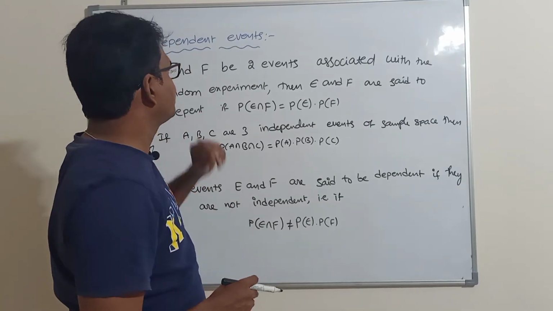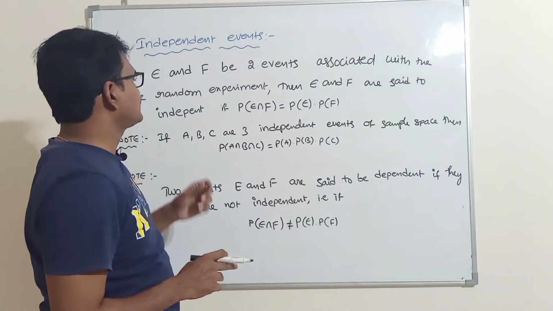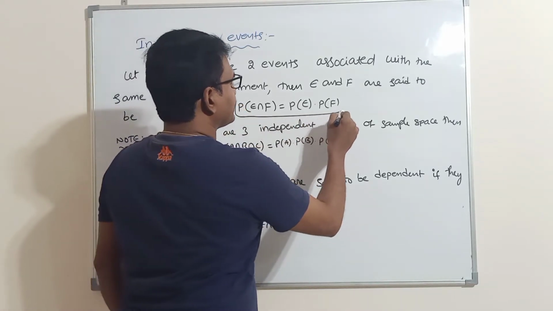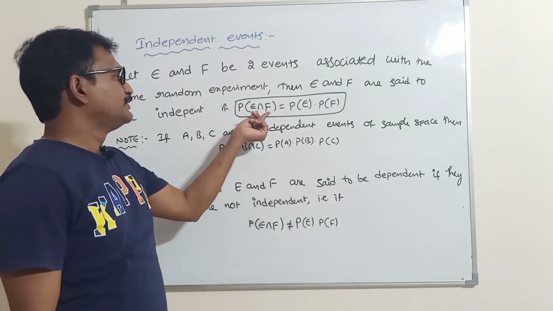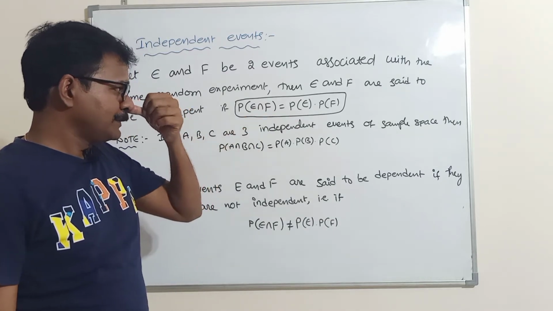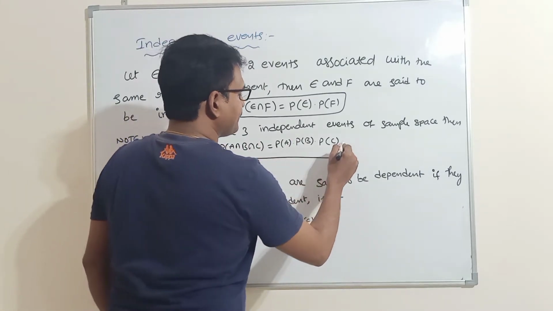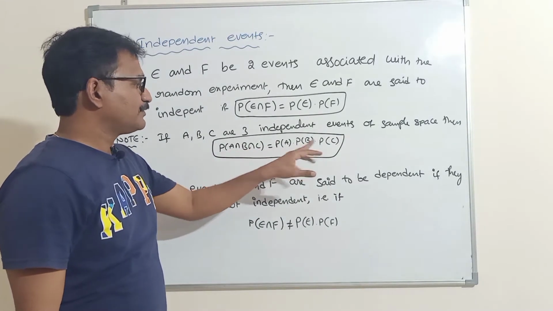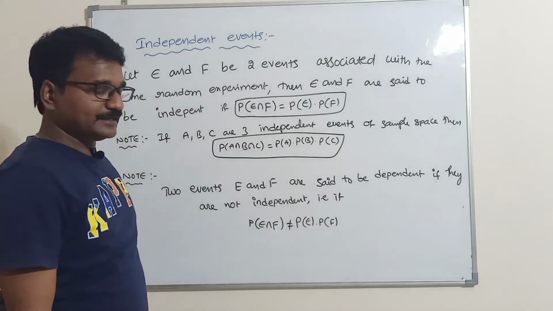Next most important concept, independent events. If E and F are any two events associated with the same random experiment, then E and F are said to be independent events if P of E intersection F is equal to P of E into P of F. Similarly, if three events A, B, C are independent, then P of A intersection B intersection C is equal to P of A into P of B into P of C. This is the most important condition for independent events.